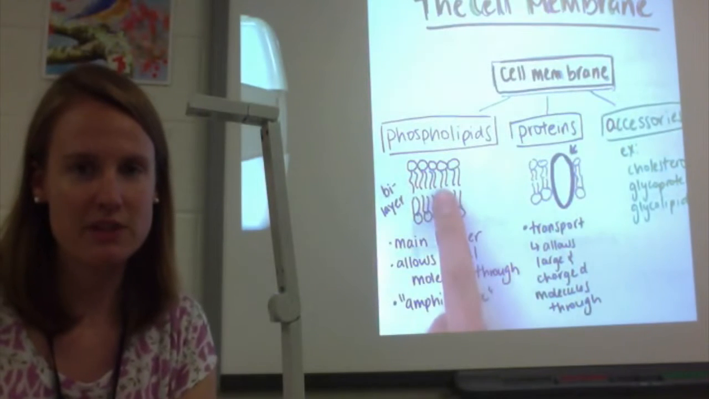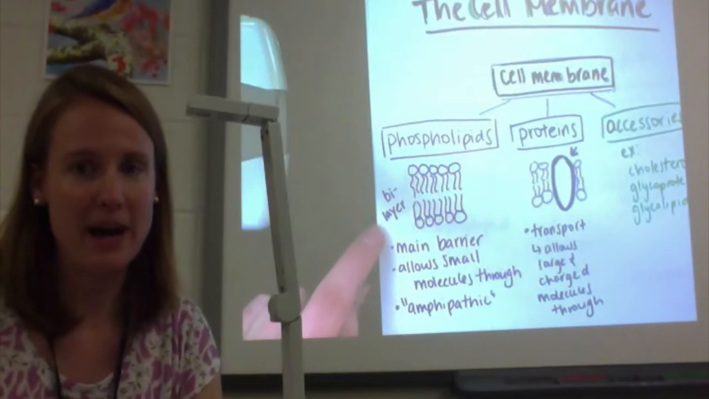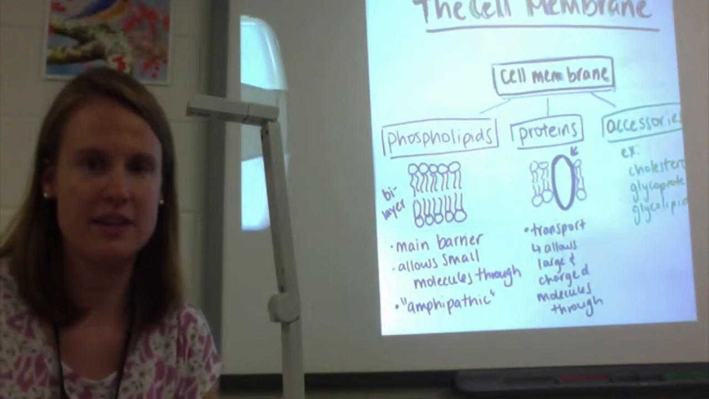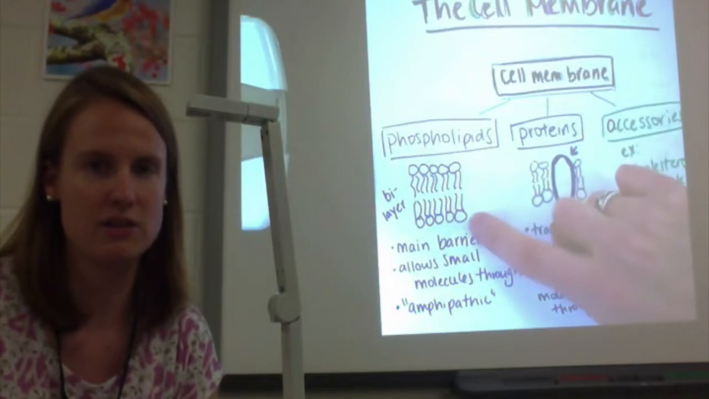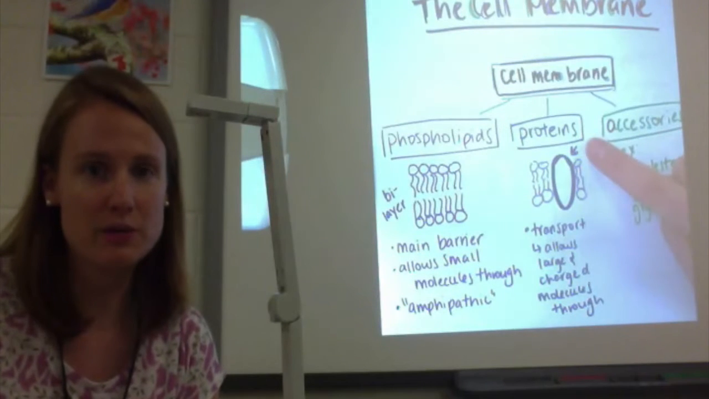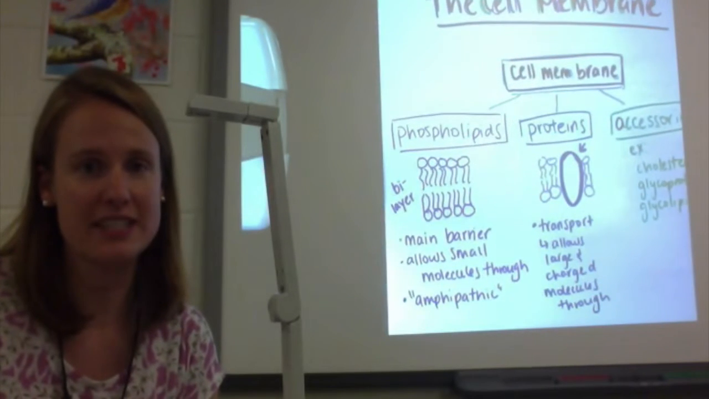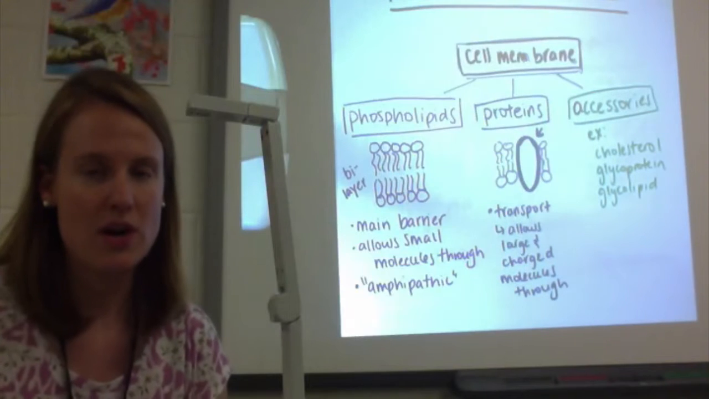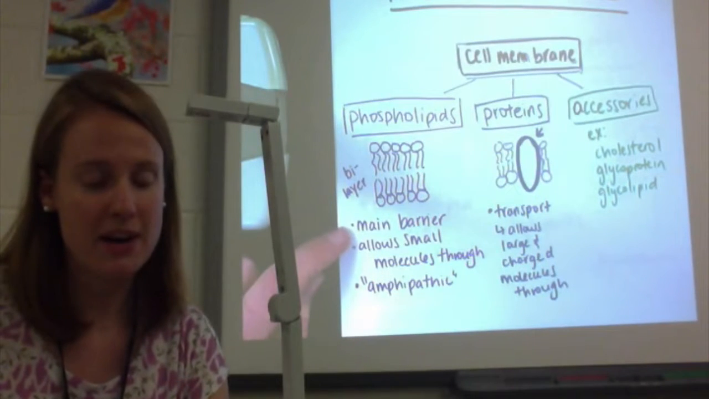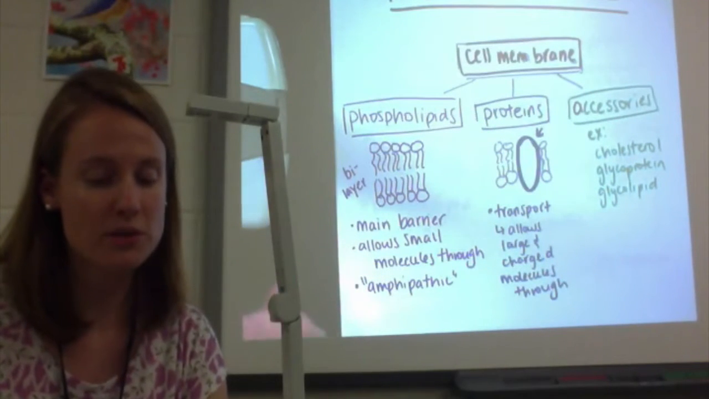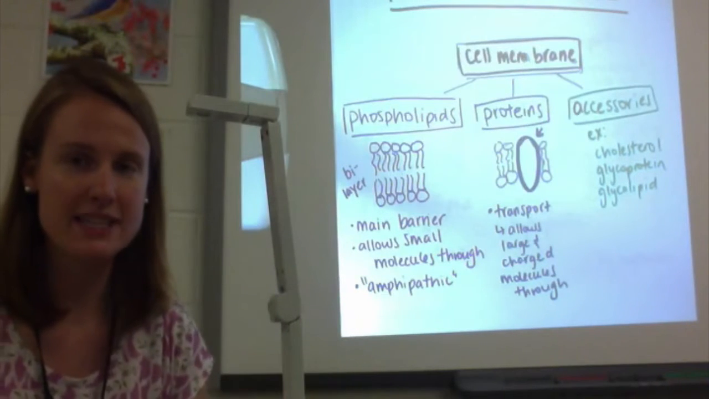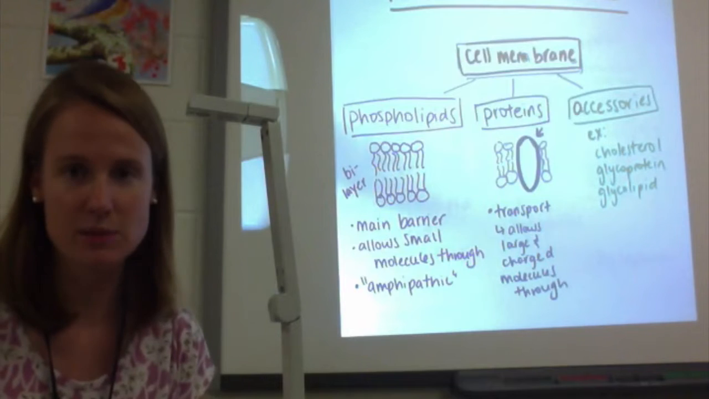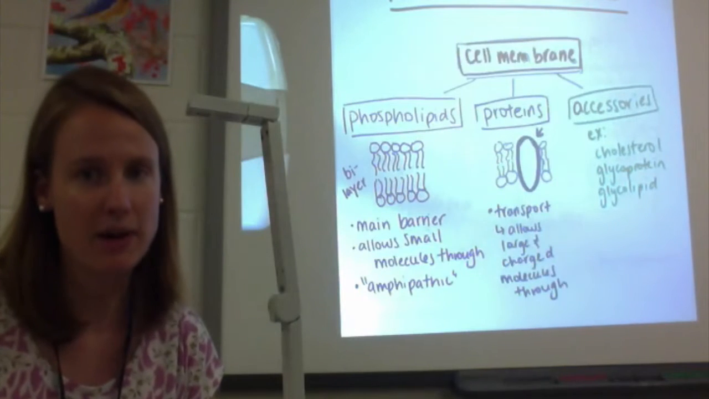We know that the phospholipids are there. We know that they form a bilayer, so there's two layers, and you can see in this picture that they're opposite from each other. So here's one layer, here's two layers. There's also proteins, and there's also other accessories. So the phospholipids are the main barrier. They allow small molecules through, and they're amphipathic, which means they have a hydrophobic end and a hydrophilic end. So an end that likes water and an end that does not like water.